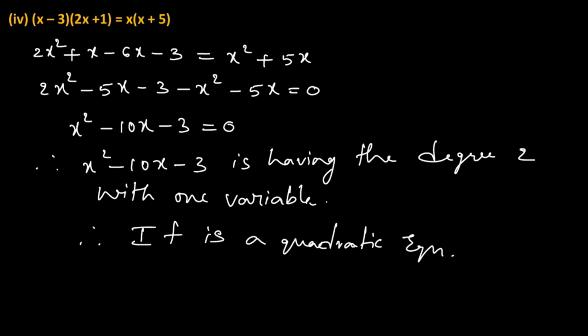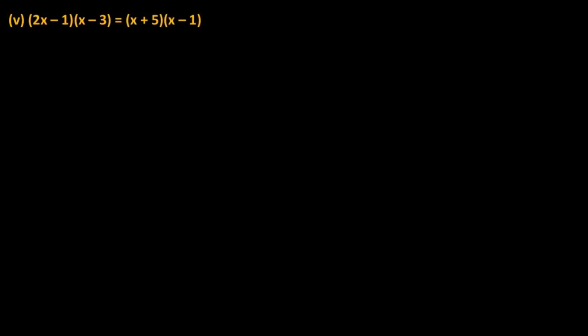Let's go to the next problem. (2x minus 1)(x minus 3) is equal to (x plus 5)(x minus 1). So multiply the 2x with x and minus 3. 2x into x is 2x square. 2x into minus 3 is minus 6x. Minus 1 into x is minus x.